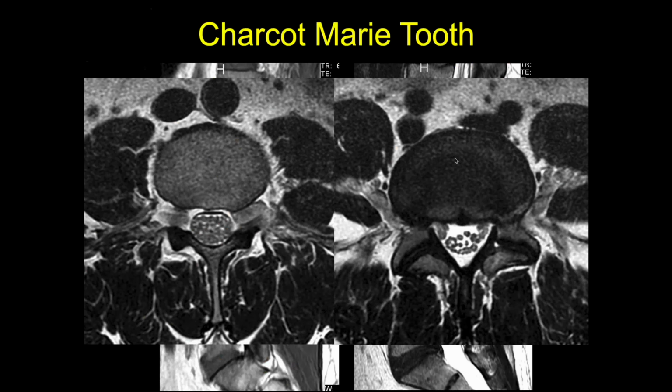Okay, so this is Charcot-Marie-Tooth. And it can be variable. It can just be the lumbar. I've seen higher levels be relatively normal, and the lumbar just thicken like this. But it tends to be more diffuse and symmetric than neurofibromatosis.